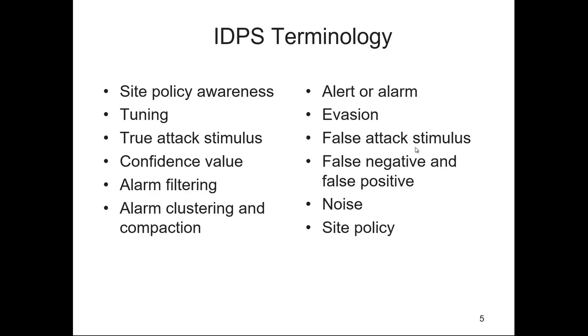Actually, identical alarms that happen at close to the same time can be grouped into a single higher level alarm in a process called alarm clustering and compaction. The ability to detect the attack has a percentage of error. The value associated with an IDS's ability to detect and identify an attack correctly is called the confidence value. In other words, how confident is the calculation that there is an attack on the system?